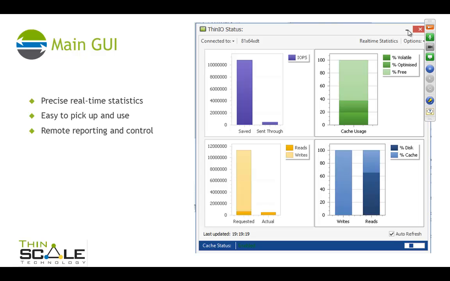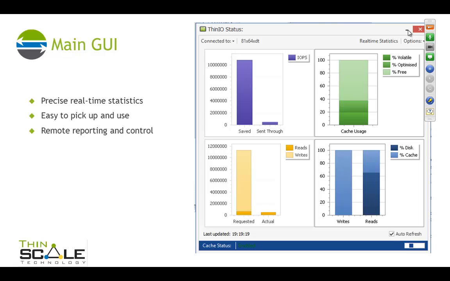So on the left there, we can see exactly how many IOPS we saved, and on the right we can see how many we sent through. As you hover over these graphs, it'll give you exact and real-time figures, and it auto refreshes itself every 5 seconds. On the top right, we see how much cache is currently in use. Volatile would be writes, optimized would be read blocks ready, and then the free would be the amount of cache we haven't already committed. Now ThinIO tries to fill its own cache with optimized reads as quickly as possible, because that's where we're beneficial. It's only when we become volatile over a certain percent that we start to look at what parts of the cache we should get rid of.